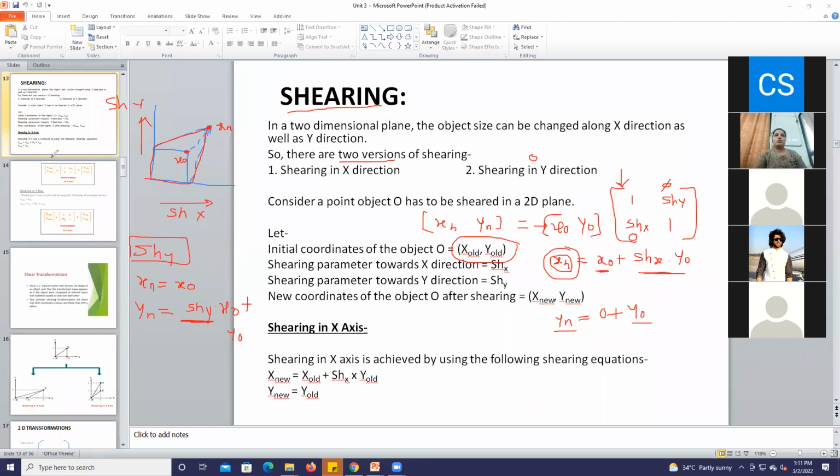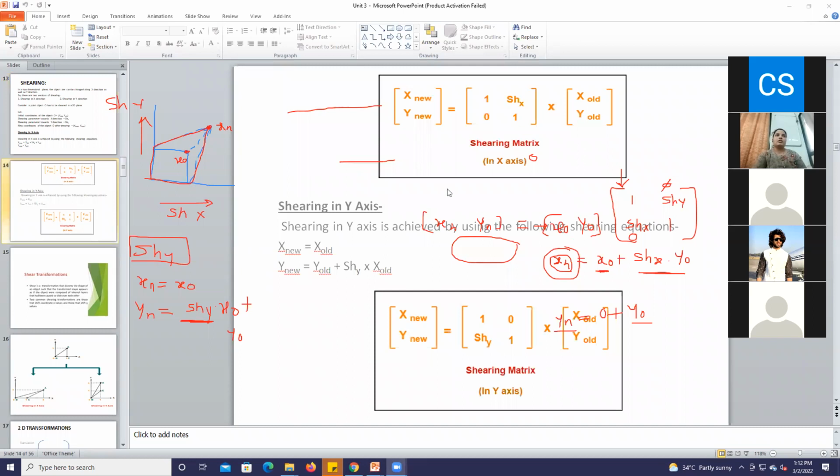Okay, so let us see whether we have got the same expression. So shearing along x-axis, we have got this expression. x new is changing, y new is as it is. And in shearing along y-axis, see here, x new and x old are same, and y new is equal to y old plus shy into x old. So this is the expression we are getting for shearing along y-axis.